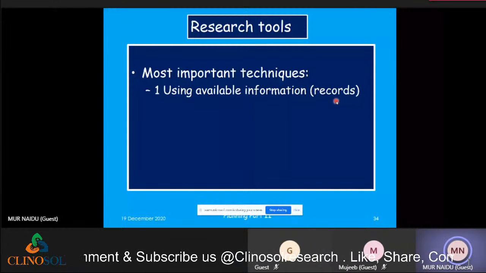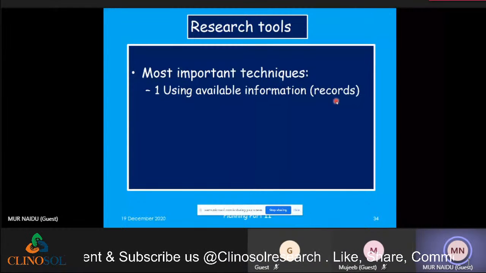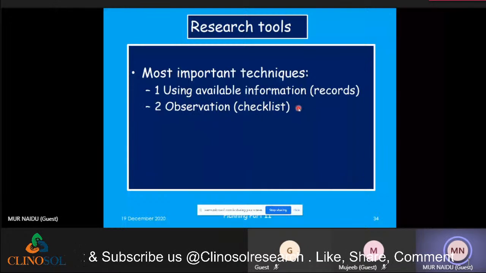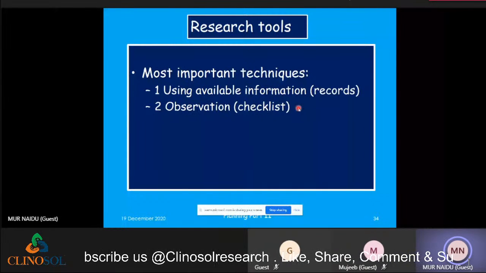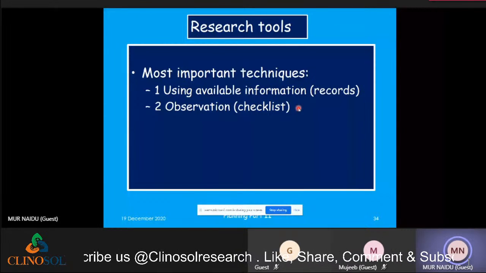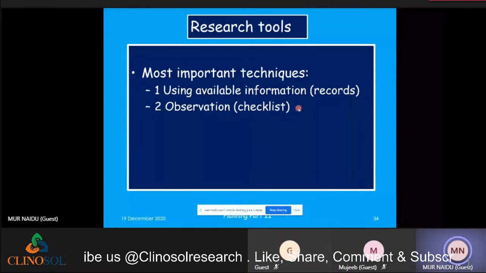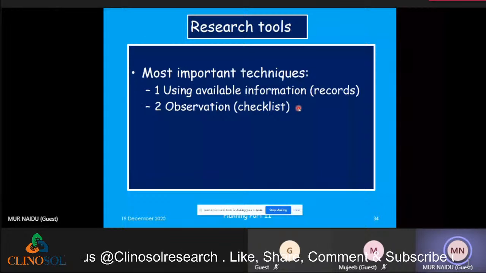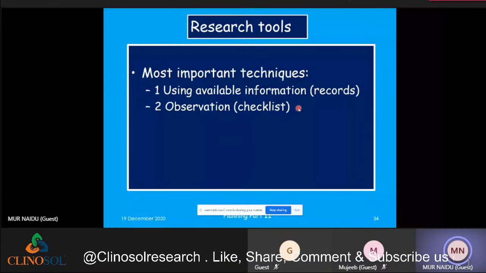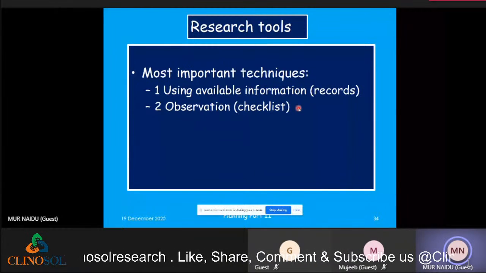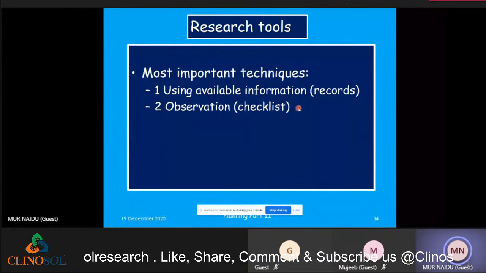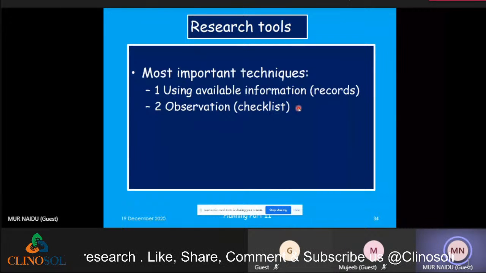Most commonly we use an observation checklist to identify a particular type of side effect. For example, I told you if you are working on a non-steroidal anti-inflammatory drug, always ask the patient whether he gets some gastric pain, nausea, vomiting. So you prepare your checklist depending on the type of drug you are using and the type of disease you are evaluating. This is the second method.